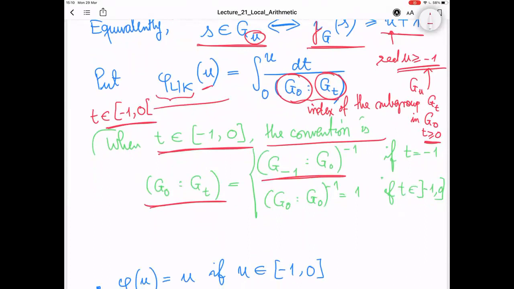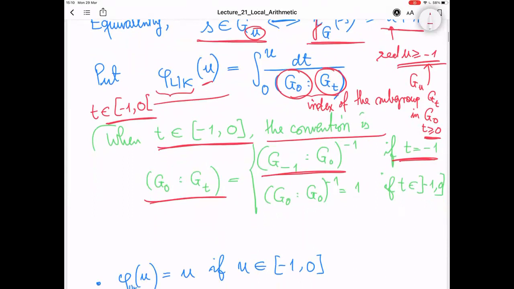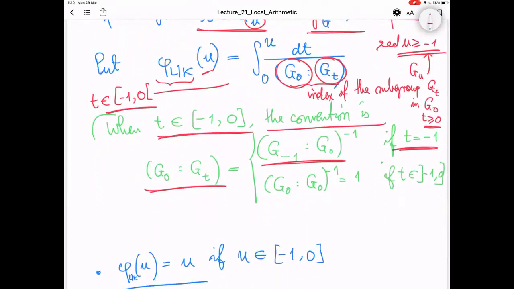equal to this if T is -1. If T is -1, then you have G_-1 and G0 is a subgroup. So the index in G0 of G_-1, you just define it to be 1 over the index in G_-1 of G0. That's what I've written here.